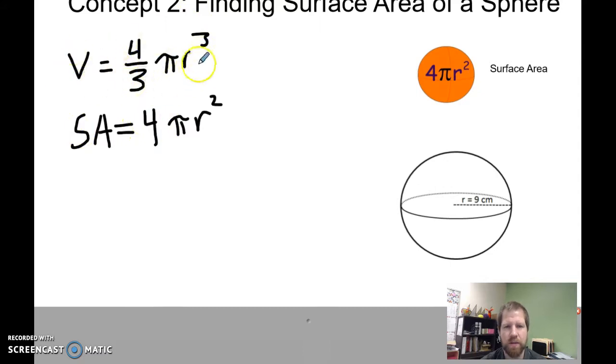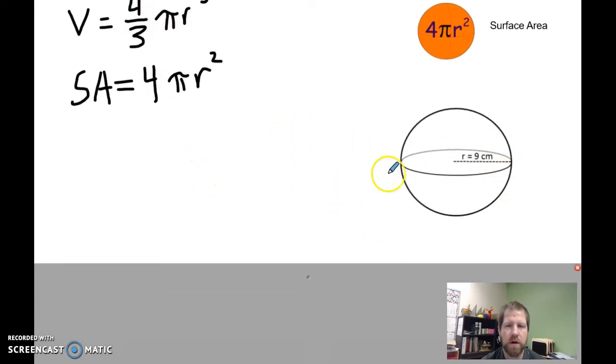You need to memorize and get in your notes really well the volume and surface area formulas. Okay, let's try one. Let's try one with our 9 centimeter radius sphere. So we've got our formula.